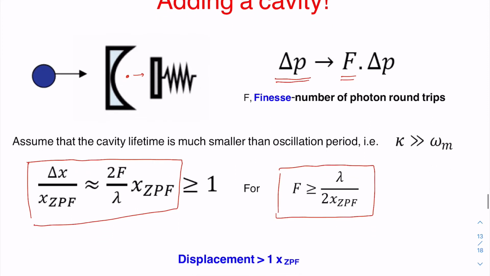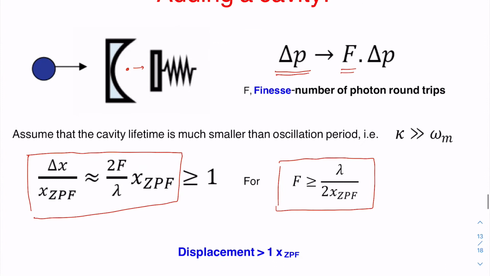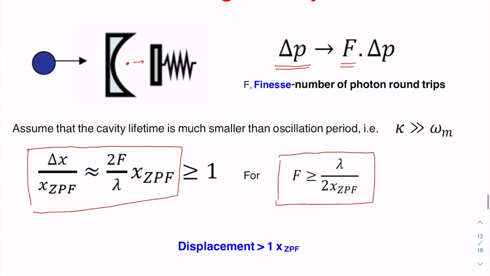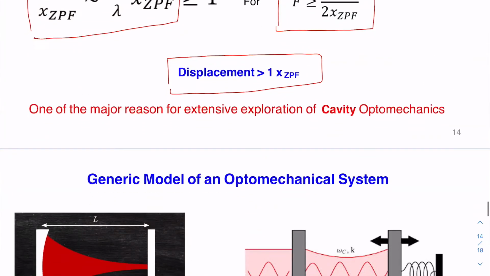So in that case, if we put a cavity, then we can always construct such a cavity with appropriate finesse, and then we can have a displacement greater than the displacement due to zero-point fluctuation, which is the reason for the popularity of cavity optomechanics, because now we can actually study quantum effects using such a setup.